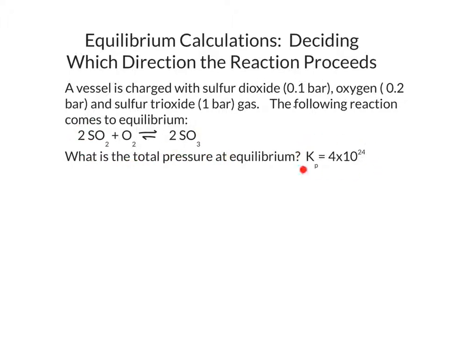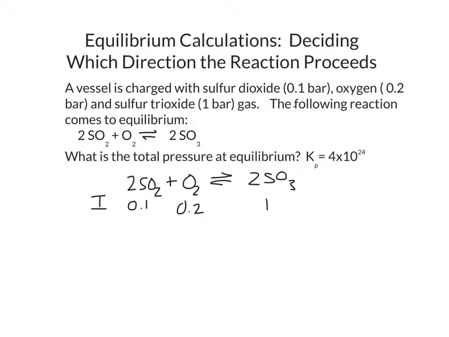We have an equilibrium constant that goes with this reaction. So let's just charge ahead and solve this problem like we always would. We're going to write the reaction that is coming to equilibrium, and we are going to enter our initial amounts. We're told that we have 0.1 bar of the SO2, we have 0.2 bar of the oxygen, and we have 1 bar of the sulfur trioxide.